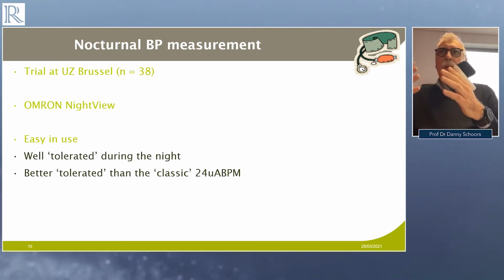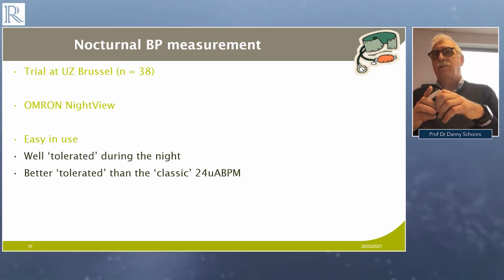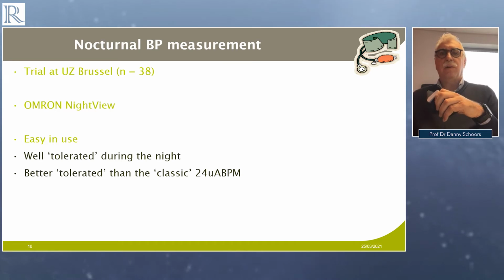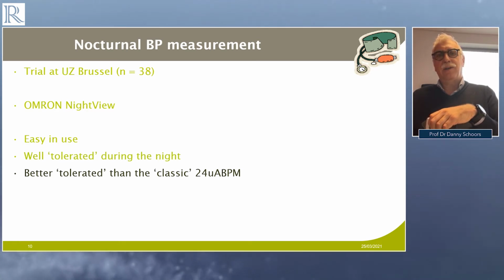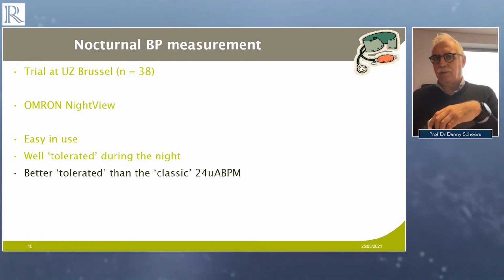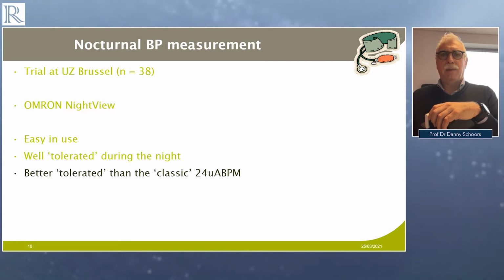And if you wake up a lot during the night, you can have some doubts about the night measurements, if they're really sleep measurements. And telling this, most of my patients said this device was better tolerated than the classic 24-hour ambulatory blood pressure measurement device. And I think this is my last slide, so we can now return back to Professor Cappuccio.